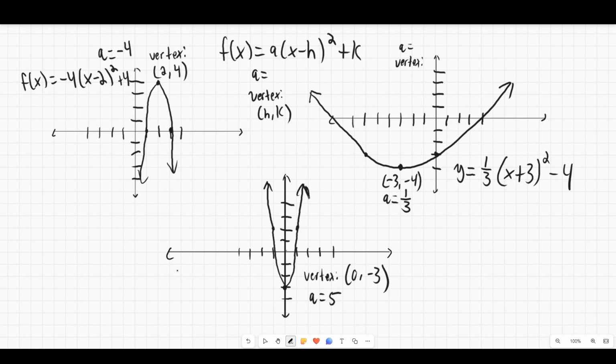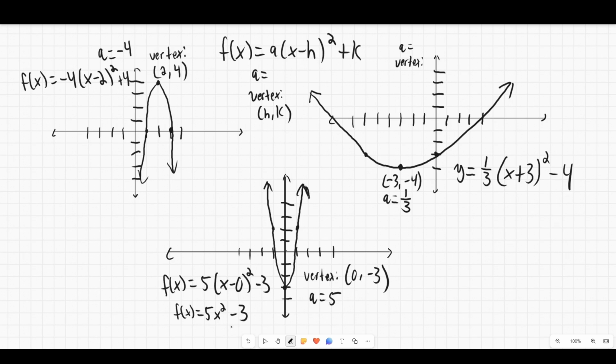So when I plug this into my formula, I'm going to say f of x, or y, is equal to 5 times (x minus 0) squared minus 3. And if you want to simplify this, you'll end up getting f of x is equal to 5x squared minus 3.